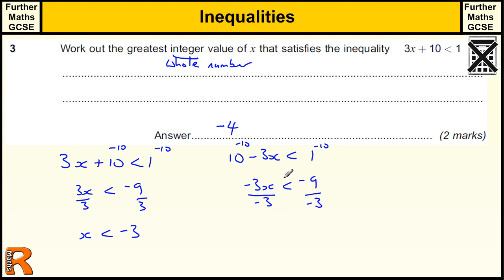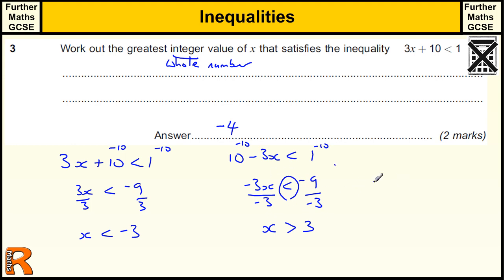Now with an inequality, when you divide by a negative number or multiply by a negative number, you carry on as normal, but your sign changes around. So that would become x is greater than 3. Minus 9 divided by minus 3 would be 3. So this dividing and multiplying by negative numbers changes your sign around. And I'll just show you why that is.